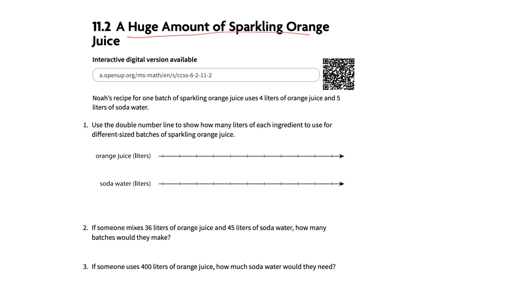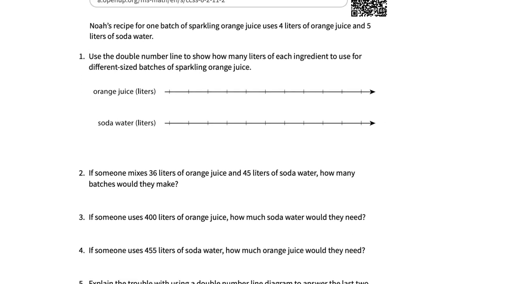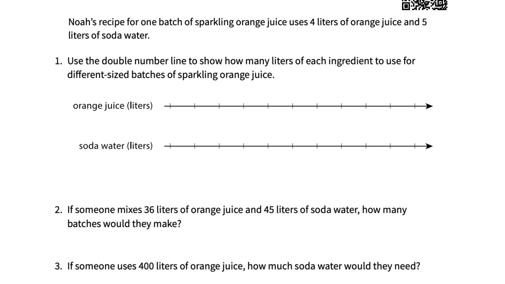So we're going to work on this one. It's called a huge amount of sparkling orange juice. Now, the idea, parents and teachers, is we're going to help students start to see that this double number line is really awesome, and it's a very wonderful visual representation. But sometimes it gets a little bulky when you start to deal with large numbers. So let's move this up and says, all right, Noah's recipe for 1 batch of sparkling orange juice uses 4 liters of orange and 5 liters of soda. Use the double number line to show how many liters of each ingredient to use.